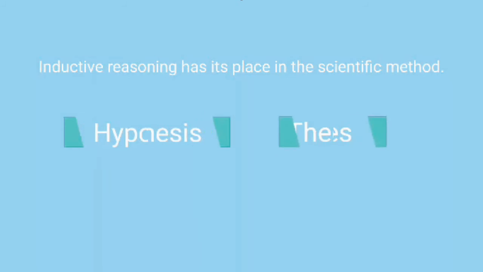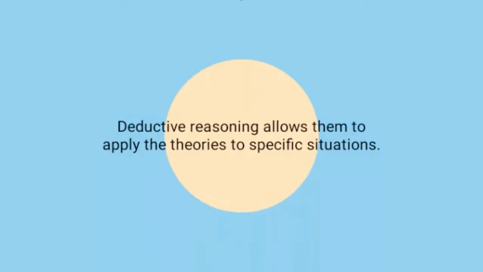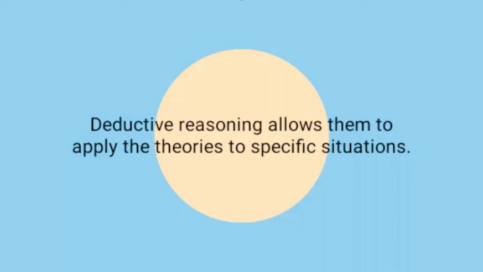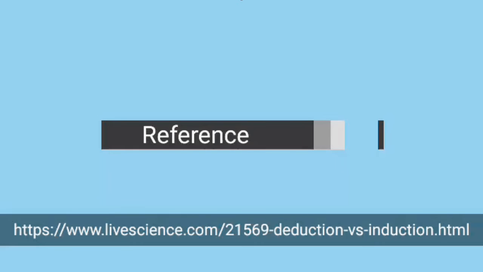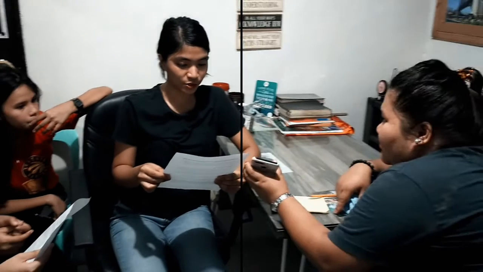Inductive reasoning has its place in the scientific method. Scientists use it to form hypotheses and theories. Deductive reasoning allows them to apply the theories to specific situations. It starts out with a general statement or hypothesis and examines the possibilities to reach a specific logical conclusion.